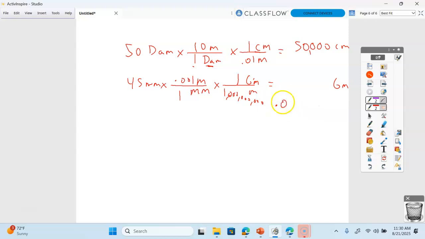1, 2, 3, 4, 5, 6, 7, 8, and 9. 10, 4, 5. Or, what's the other one? Times 10 to the 4, 5, 5 times 10 to the 11.